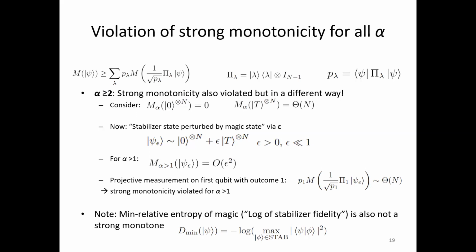So basically we find that whenever the stabilizer entropy violates monotonicity for alpha greater than 2, the same is the case also for the min relative entropy. So they behave the same way. They both violate strong monotonicity for the same type of states. So they seem to be quite closely related in that regard.